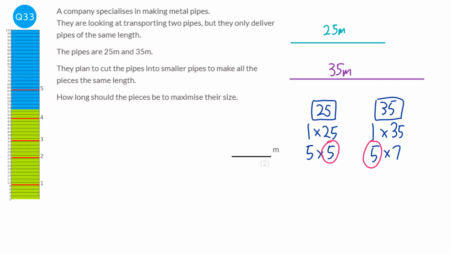So what we can do is we can cut all of these pipes into 5 meter pipes. So 1, 2, 3, 4, not to scale, and then 7 of these, so 1, 2, 3, 4, 5, 6, and so there's 7 in total. So each of these are 5 meter long, and there's no wastage, and that's the longest we can make the pipes for there to be no wastage at all. So my answer is 5 meters.